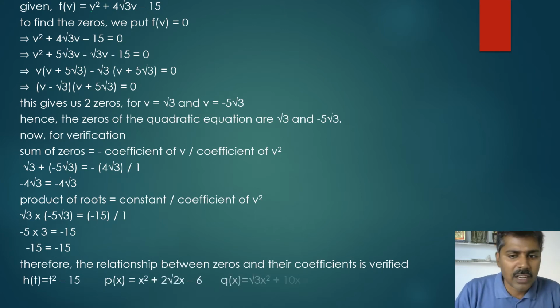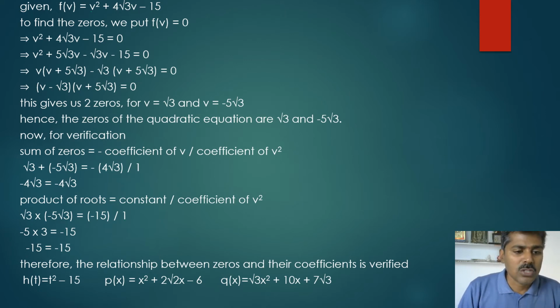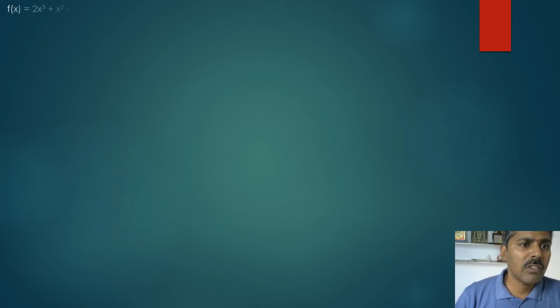For example, some questions on the relationship have been given below: t square minus 15, x square plus 2 root x minus 6, root 3 x square plus 10x plus 7 root 3, which are non-routine, and try your best for those. Now we have to go with the third degree polynomial, the zeros and the relationship between the coefficients. So I will give an example.